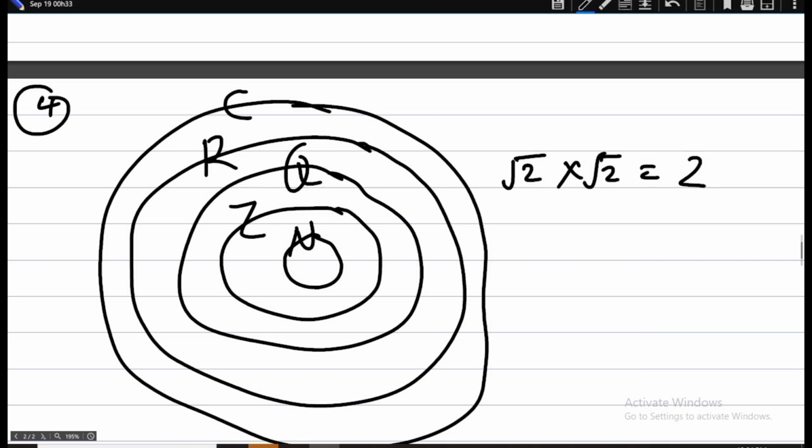Number 11 said that all integers are rational numbers. That's very correct, but not all rational numbers are integers. Okay, so number 12 said that all irrational numbers are real numbers. That is correct, because real numbers are simply what you get when you combine the rational and irrational numbers. So the union of rational and irrational numbers gives us the real numbers. So all irrational numbers are real numbers. That is true. So number 13 said determine whether the following numbers are integers, rational or irrational numbers.